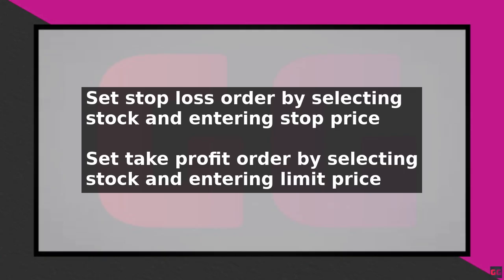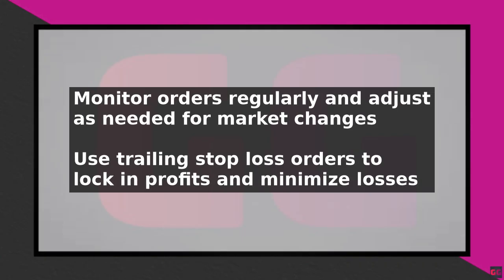It is also essential to monitor your orders regularly and adjust them as needed. Market conditions can change rapidly, and your stop loss and take profit orders may need to be adjusted to reflect these changes. In addition, consider using trailing stop loss orders, which automatically adjust the stop price as the asset price moves in your favor. This can help you lock in more profits while minimizing potential losses.